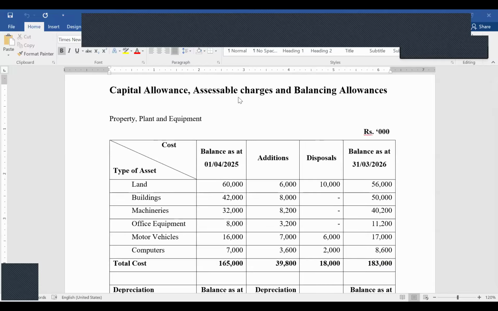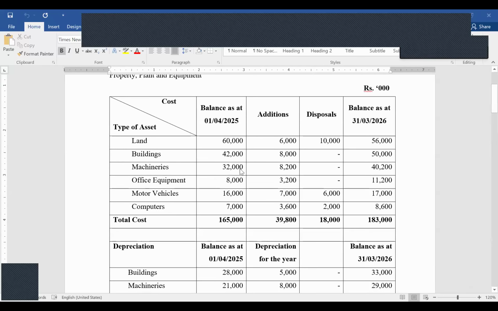Capital allowances, assessable charges and balancing allowance. So capital allowance is the cost part. Assessable charge is the amount if there was a profit. If there is a loss after realization, we call it a balancing allowance. So this is the way I am giving it to you for your examination. So this is a part of that question.